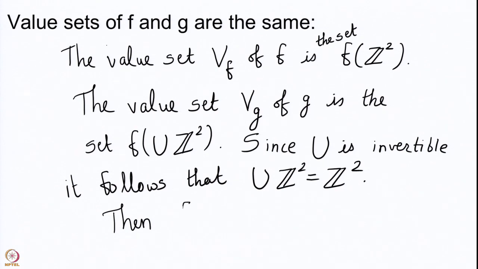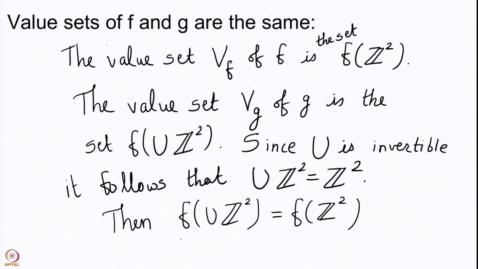The only thing we need here is that the map u is onto. Whenever the map u is onto, u of Z2 is going to be equal to Z2. So, once you have that u Z2 is Z2, then we get that f of u Z2, which is really the set Vg, is same as f of Z2. So, this is Vg and this is Vf. So, both the value sets remain the same. Whenever we apply these transformations, both the value sets are the same. So, we are not changing the values by applying these transformations.